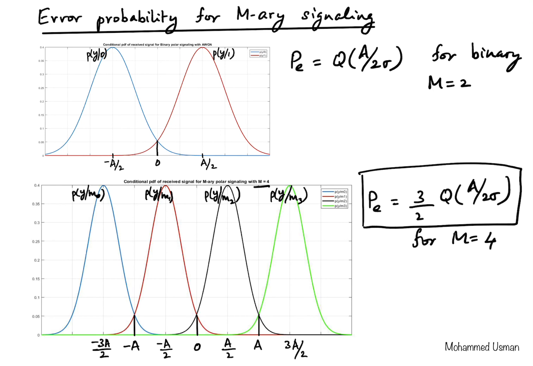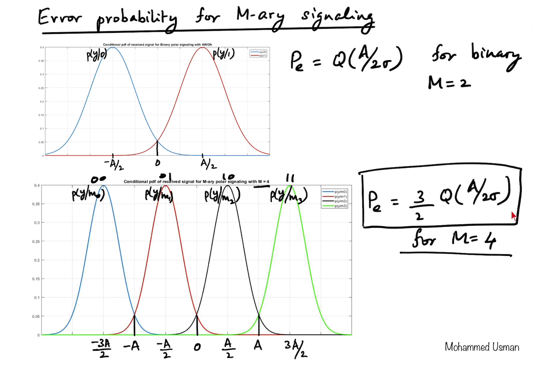And what we noticed during this derivation for the error probability for M-ary transmission with M equal to 4 is that when we see these conditional PDFs of the received signal Y when M0 is transmitted, we now have 4 possible symbols because M equal to 4, and the 4 possible symbols could be 0 0, 0 1, 1 0, and 1 1, which we denote as M0, M1, M2, M3. So now here, one symbol is 2 bits long. M0 is having 2 bits, M1 is having 2 bits, and so on.